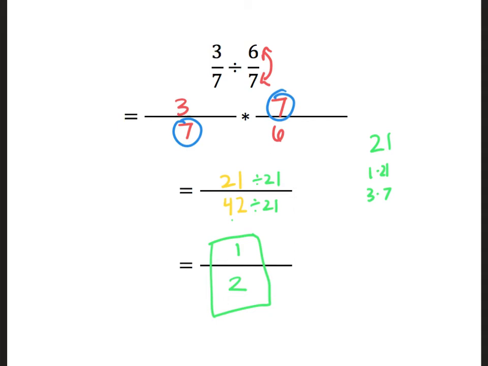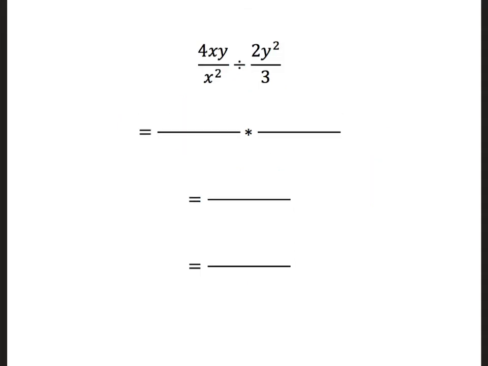All right, my second one, we have 4xy over x squared divided by 2y squared over 3. So again, we're going to keep that first fraction the same. So we have 4xy over x squared, and then we're going to multiply it by the reciprocal of the second one. So you have to go ahead and flip the second one. We're going to have 3 over 2y squared.